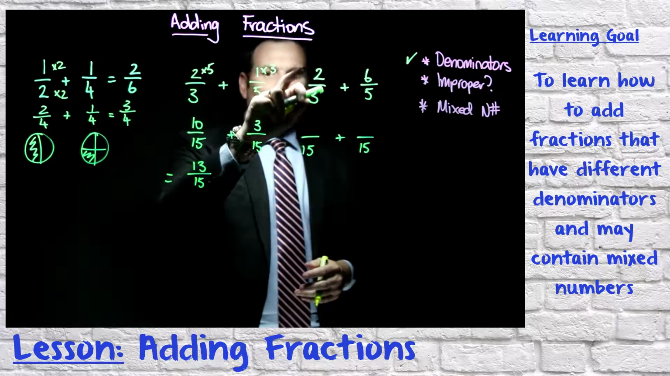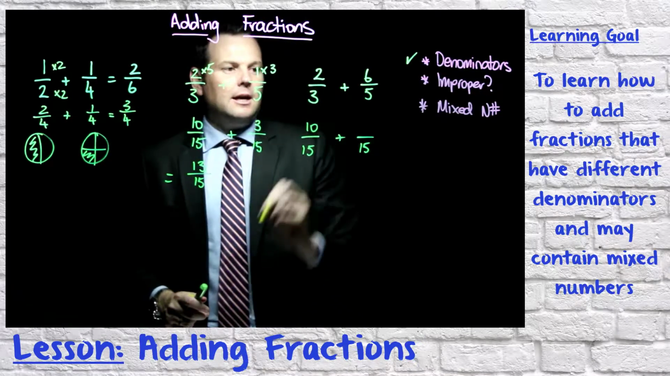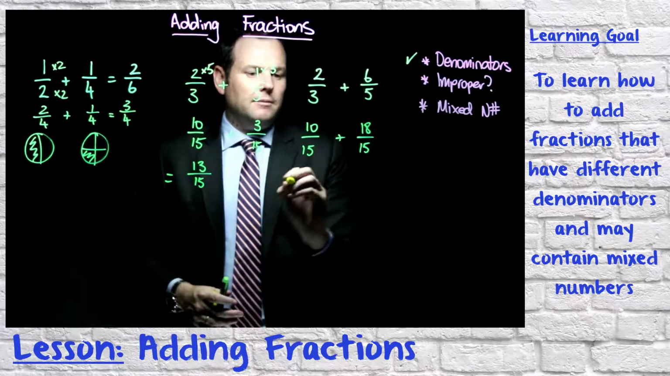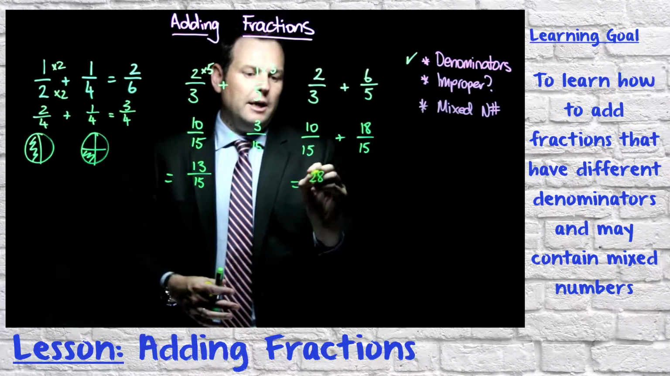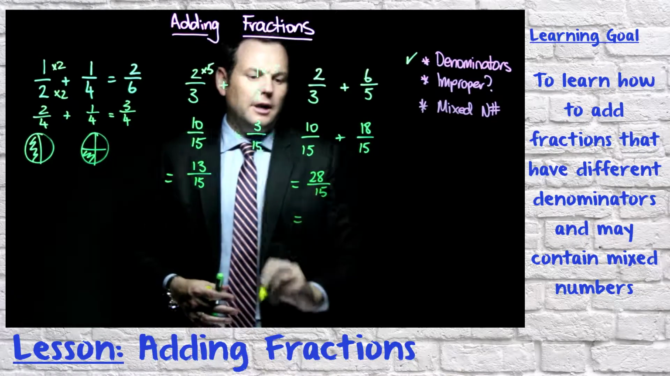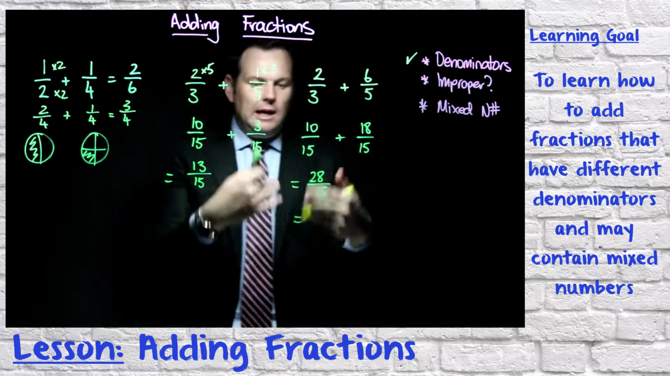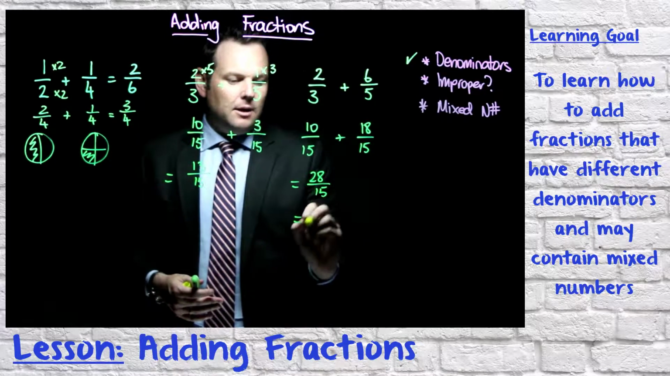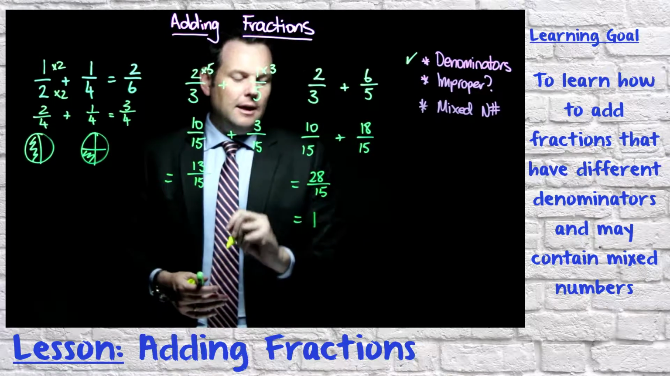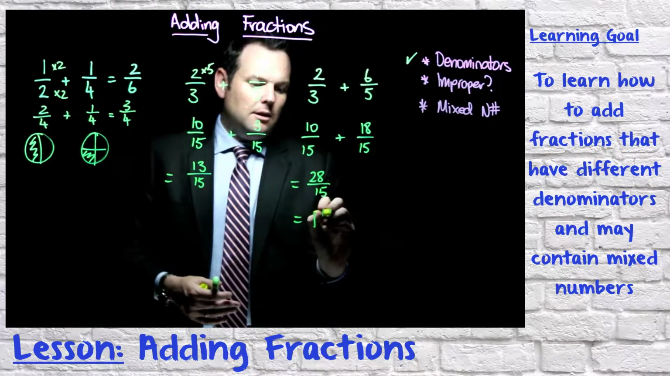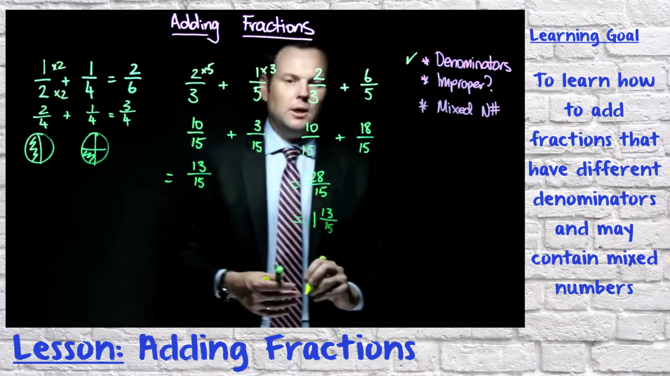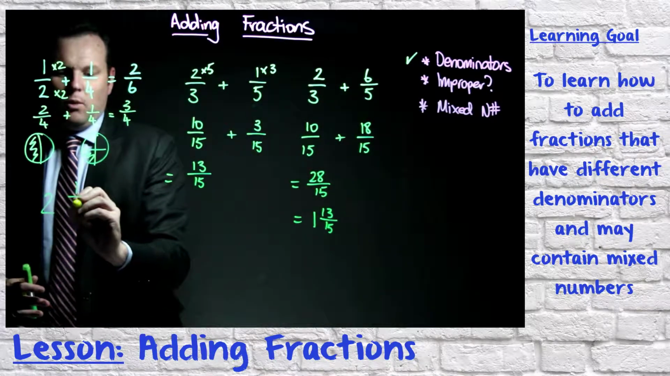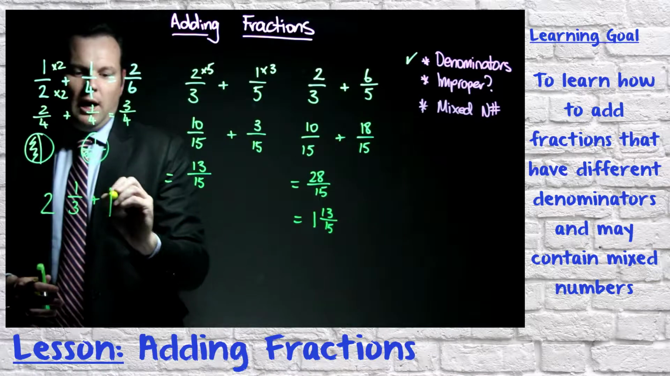So I multiply this side by 5, it gives me 10 again, and I multiply this side by 3. This time I've got 18. I can add these together, I've got 28/15, okay? And now I need to turn it into a mixed number, okay? So I take 15 out of there, and that gives me 1, and then I have 13/15 left over, okay?